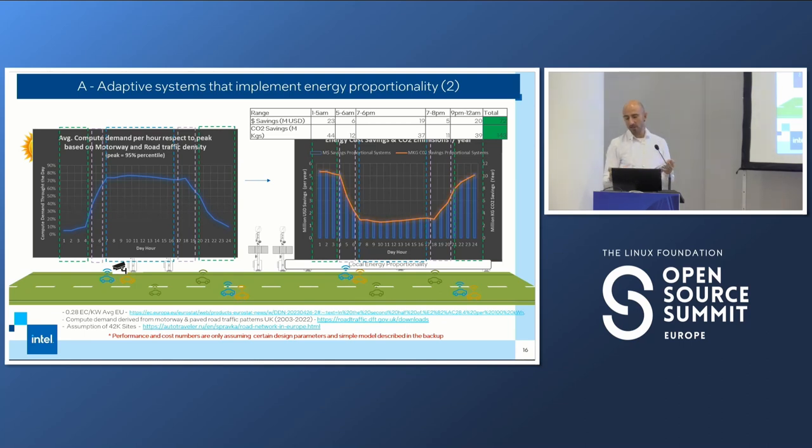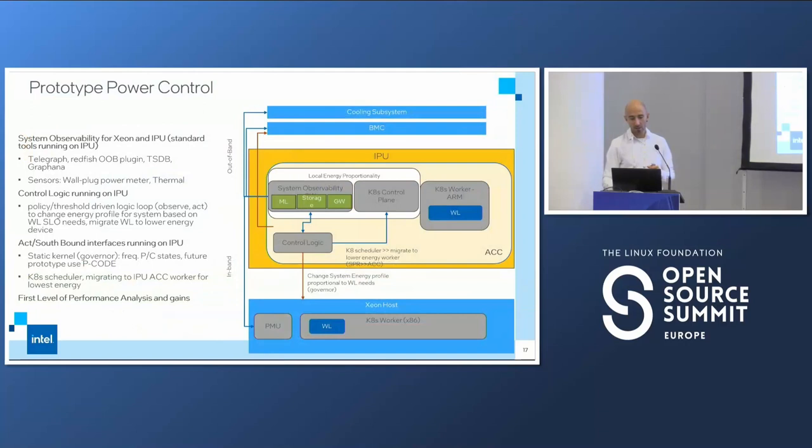And so this is kind of a projection model, but we are implementing the policies that I just talked about in real hardware and systems. So what we have done up to now is we have an IPU, this small network card that I was talking about, connected to a Xeon. In this IPU, we're implementing the control plane and telemetry for the whole system. So you have a small brain in this small SoC that monitors the workload, monitors the system, and dynamically can move the workload from the main host into the network card, and can apply this level of proportionality that I was talking about.